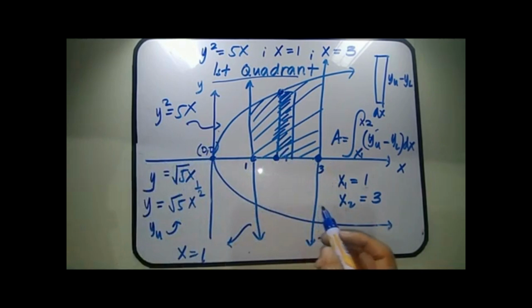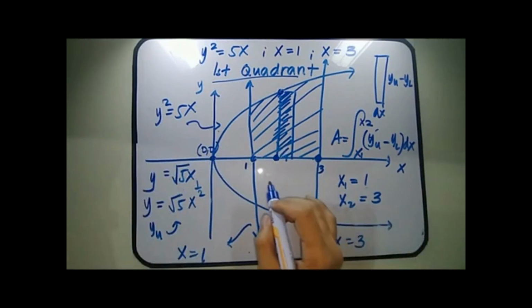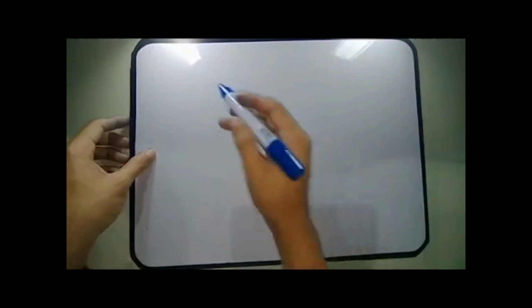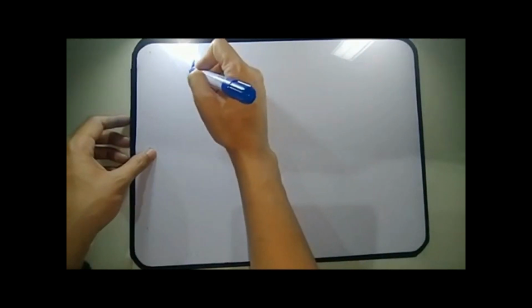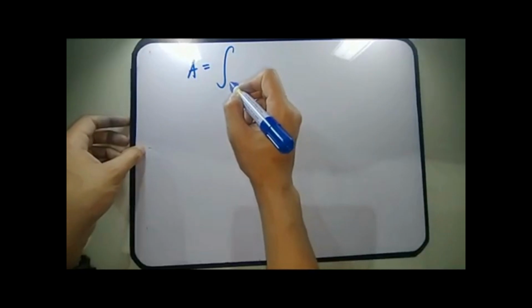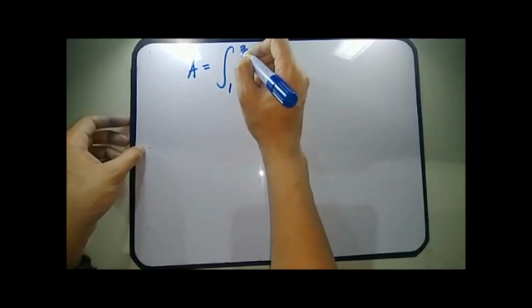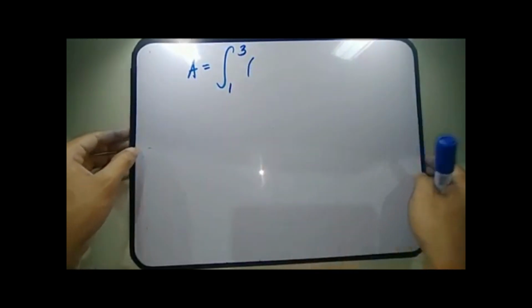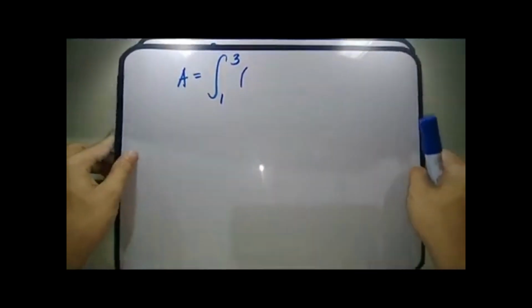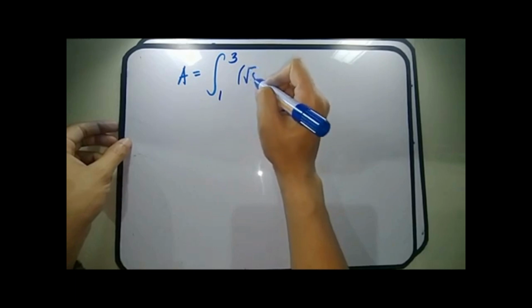And y lower actually touches y equal to 0 there. It's evident in the curve. The bottom of your rectangular strip touches this point, so the point there is y equal to 0. That horizontal line is y equal to 0, so your y lower is 0. All the elements are there, therefore you just need to substitute. You have here area is equal to the definite integral, with limits from 1 to 3, of the square root of 5 x raised to 1 half minus 0.